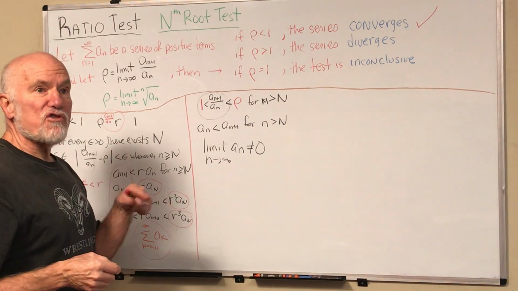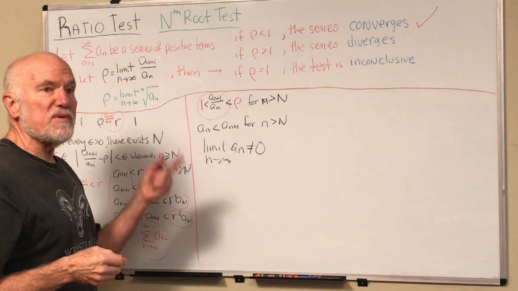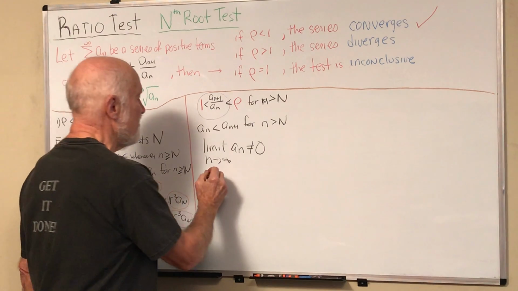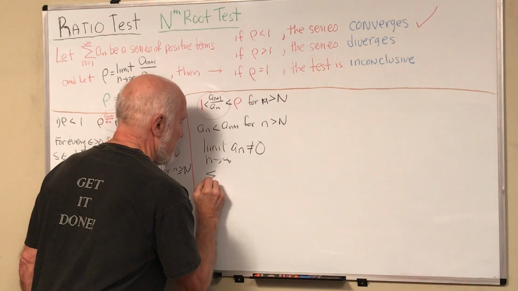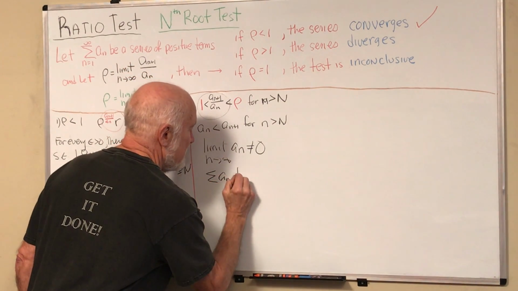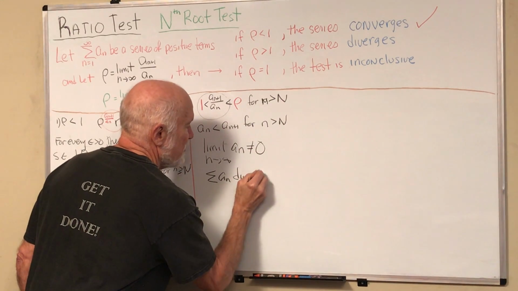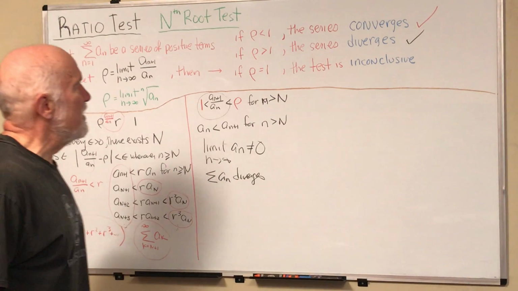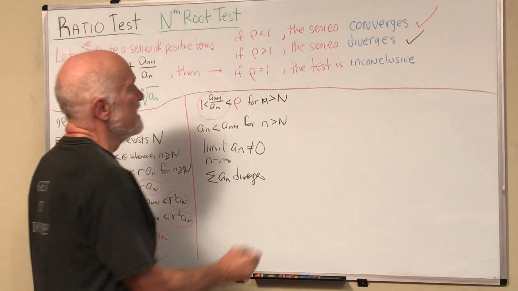Therefore, by the very first test we learned, the nth term test, we know that the terms have to go to 0 for convergence. So I can say the series A sub n diverges. And now we've passed that one, or we've proven it.